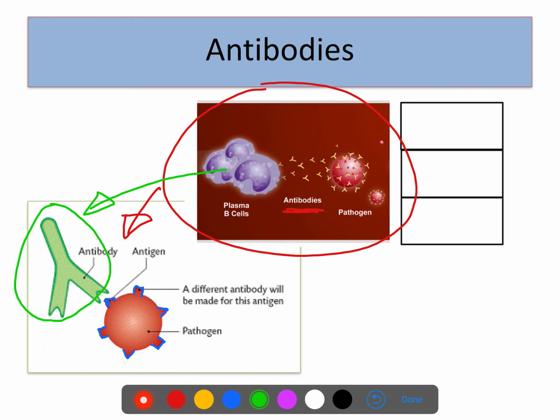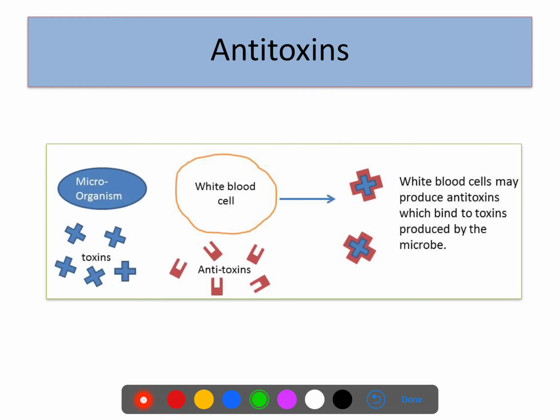And final one, don't worry, it's actually very, very similar. Some pathogens will produce toxins, which can make you feel quite ill. So lymphocytes, as well as producing antibodies, can produce antitoxins. And these antitoxins will neutralise the toxins produced by the pathogens. So both the antibodies and the antitoxins are highly specific to the antigen on the pathogen. So we call this still a specific response.